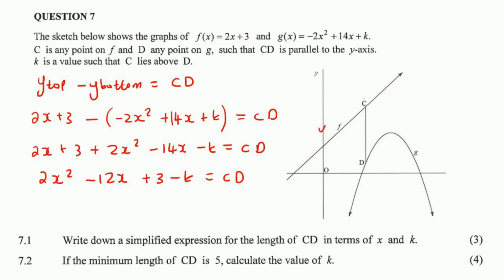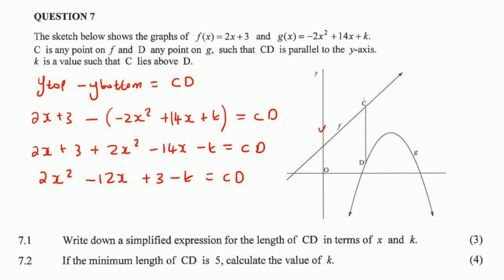They now tell us if the minimum length of CD is 5, calculate the value of k. So now they're giving us the minimum length. So they're saying that the length is 5, calculate the value of k. Alright guys, so let's say we had this equation here. How would we normally go find the minimum or the maximum? How do you find the minimum or maximum of a quadratic equation?